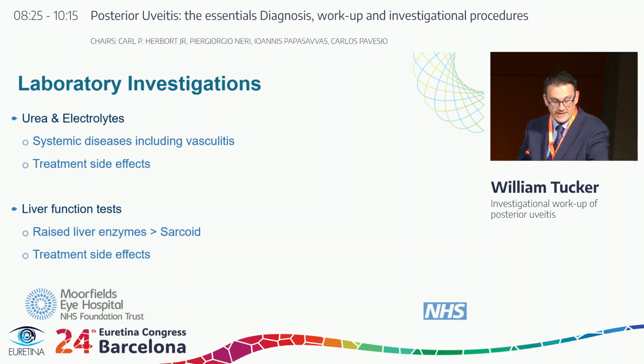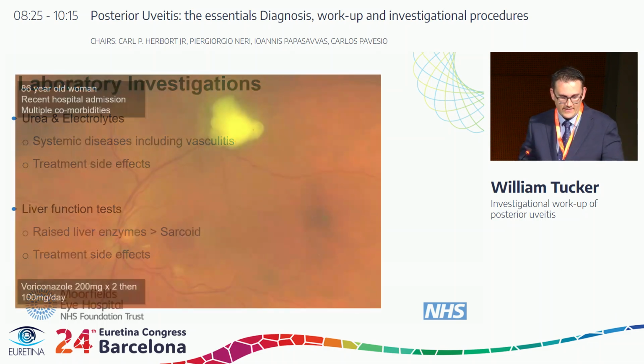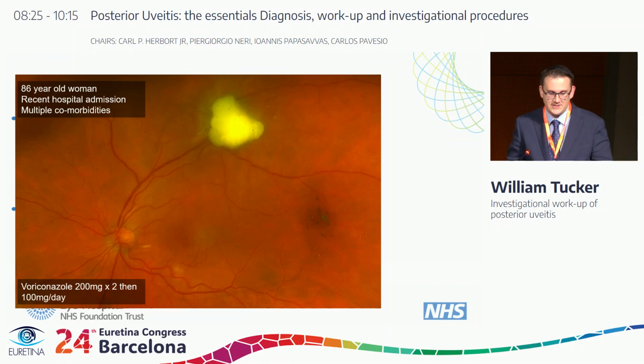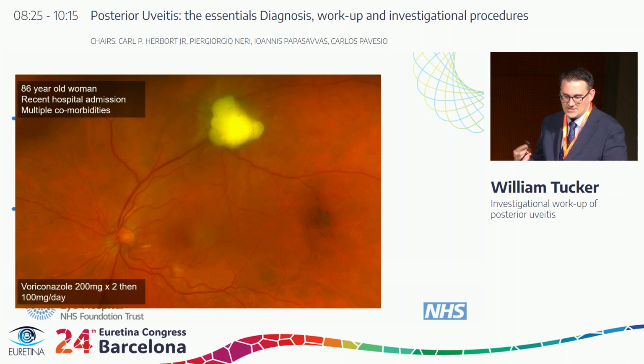So our kidney function, urine electrolytes, systemic diseases obviously that affect the kidney could show up here, and we want to look at treatment side effects. And I've introduced this very recently to my presentation as a sign of where our basic blood tests can help. So this is an 86-year-old woman, recent hospital admission, multiple comorbidities. She has a fungal lesion. So she was put onto voriconazole, 200 milligrams for the first 2 days, and then 100 milligrams a day.